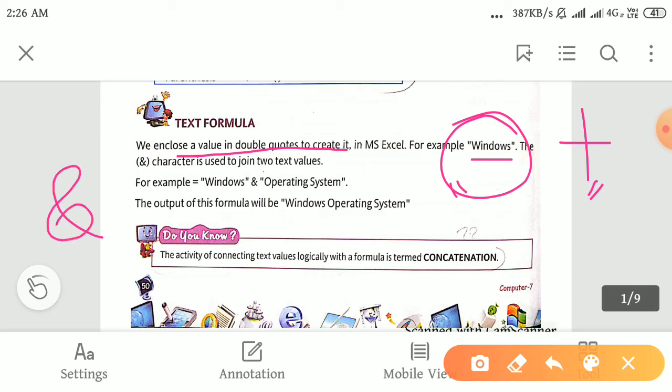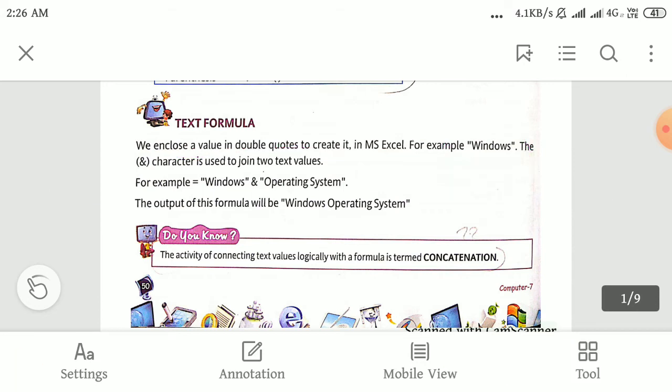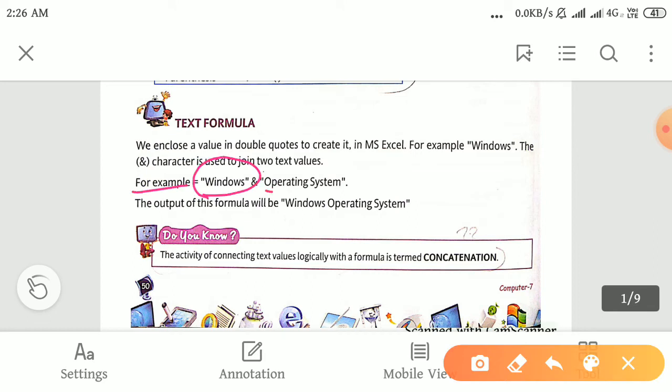This is the and operator, right? So what is the meaning of this and? It means that you are going to join two strings together, right? Now you can see over here also, for example, windows is one string, operating system is another string. You are combining both with the help of this and operator, right? So the output will be windows operating system. So like this you can add any two string values together.